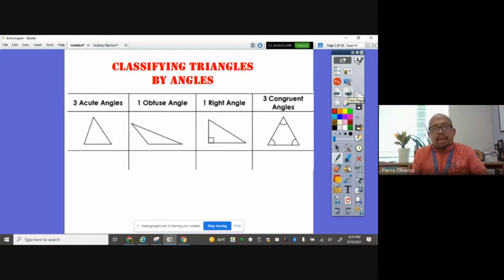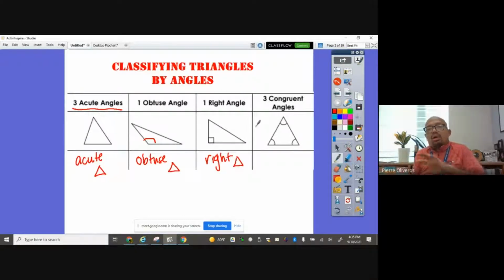So classifying triangles by angles, we look at the figure of a triangle, and if we have three acute angles, that means it's called acute triangle. If we have one obtuse angle that is more than 90, between 90 to 180, that's going to be obtuse triangle. If we have one right angle, say it's a 90-degree angle, that means it's called right triangle. And if we have three congruent angles, meaning all the angles are equal in measure, then that's called equiangular triangle. Okay.